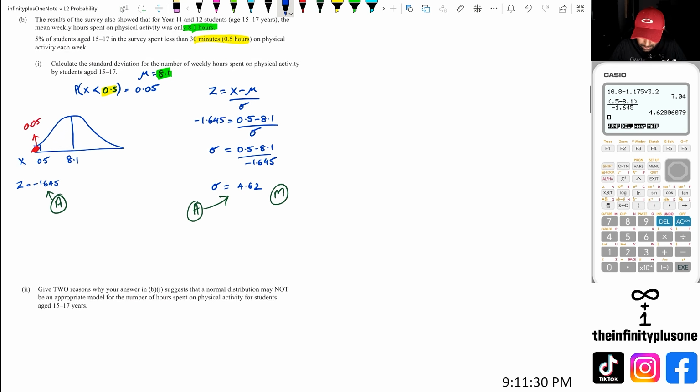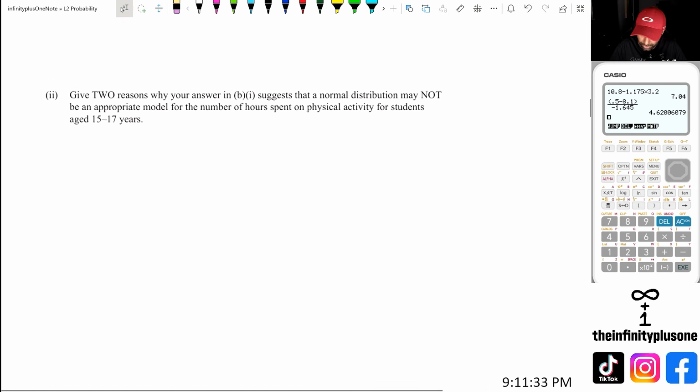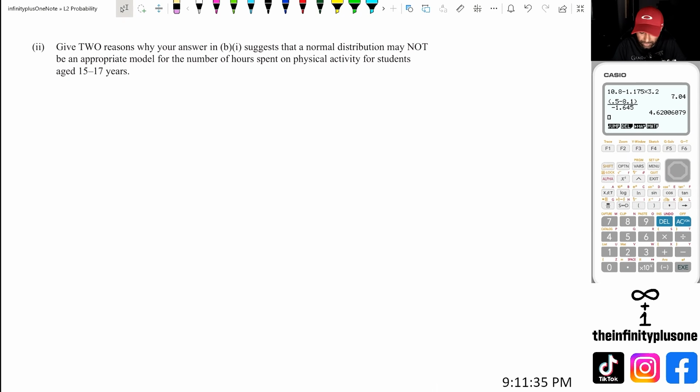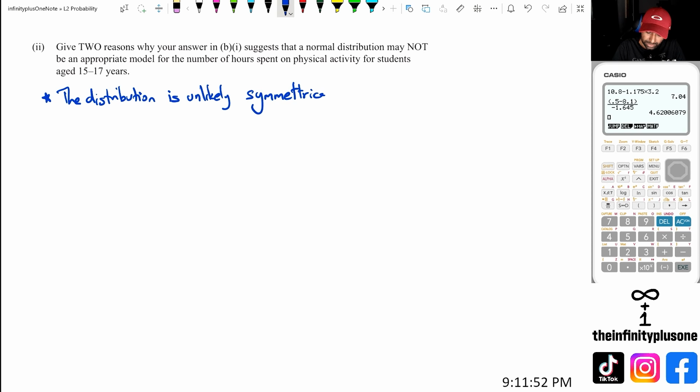So I'm just going to put them as summary points here, folks. The first one you can talk about is that the distribution is, you can't say not, but you can say it's unlikely symmetrical. I hope that's the right spelling. Symmetrical, no, it's one T, doesn't matter. The distribution is unlikely symmetrical because you're going to have a lot of kids that are probably doing a lot less activities, especially between 15 to 17.